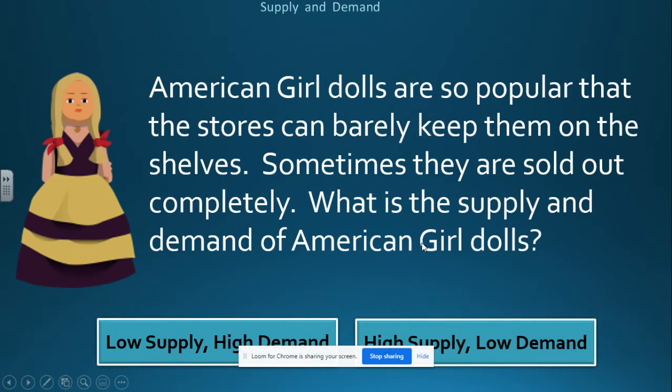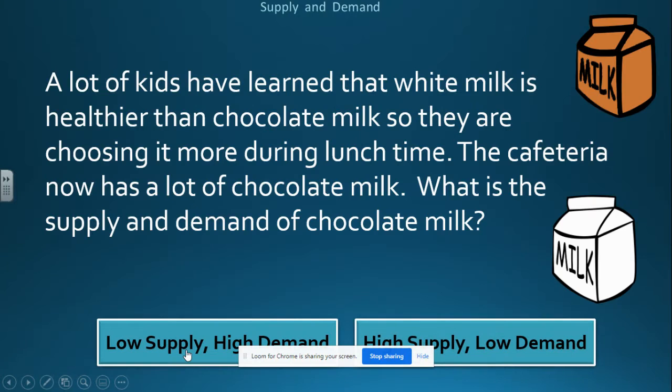The American Girl dolls are so popular that the stores can barely keep them on the shelves. Sometimes they are sold out completely. What is the supply and demand of American Girl dolls? So, if there are not enough American Girl dolls, we have a low supply of those. But we have a high demand, people really wanting them. Just like that toilet paper we talked about, there are more people who want the American Girl dolls than there are dolls to buy. So this is a situation where we have a low supply and a high demand.